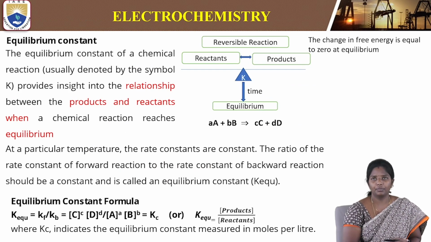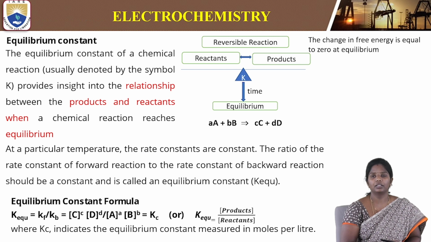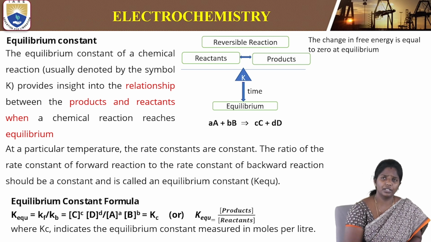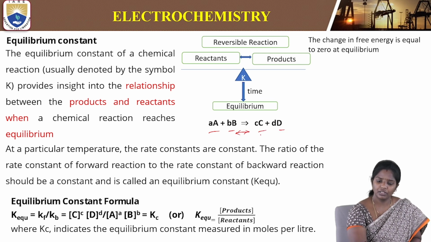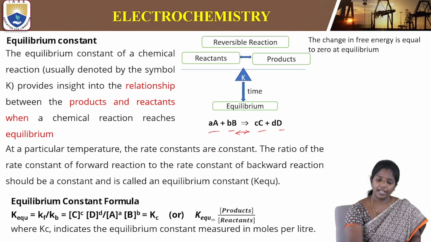So what is this equilibrium constant? We will see in detail. For any reversible reaction, there is some reaction going on, A plus B is equal to C plus D. So it is a reversible reaction. There is a reaction going on from reactant to product, and product to reactant.